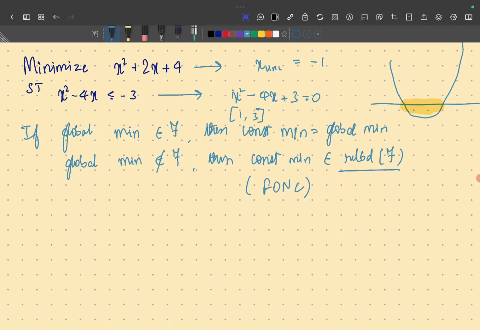All right? So now, the global minimum does not belong to the constraint set. Does this require the constraint set to be convex? So you can tell me, does it require the constraint set to be convex?